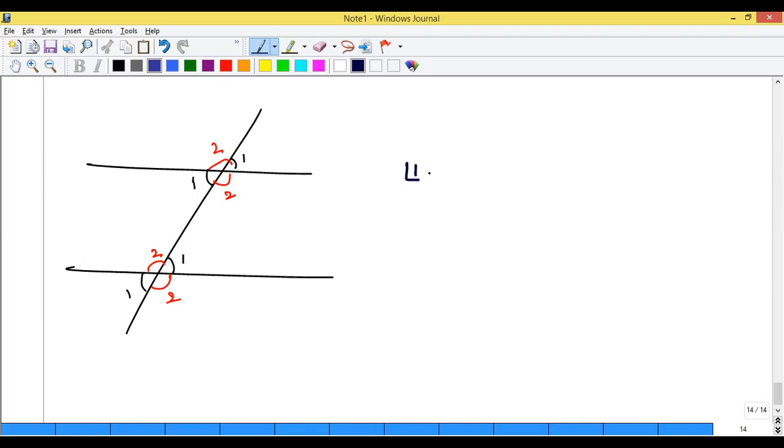Therefore, angle 1 plus angle 2 forms a linear pair. Just how much? 180. See this. One side interior angles, also how much is the sum? 180. There are not 8 different angles. There are only 2 different angles, and those 2 angles are also what kind of angles? Supplementary angles.